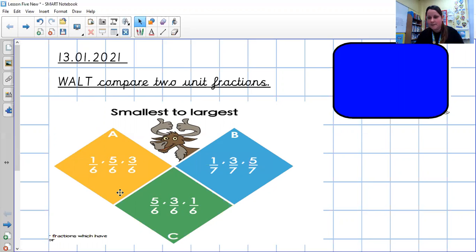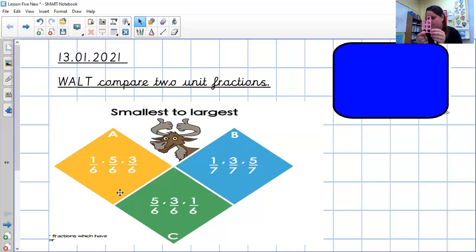And we could prove that with some Numicon pieces. So you use these in the infants and we still use them now. They're particularly useful when we're looking at odd and even numbers and when we were looking at tenths as well. So here I have got an example of a whole. This is my whole and my whole has been divided into 7 equal parts. 1, 2, 3, 4, 5, 6, 7. So my denominator is 7. I wanted to order these fractions from smallest to largest.